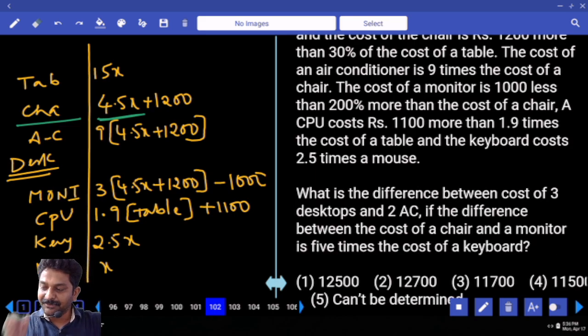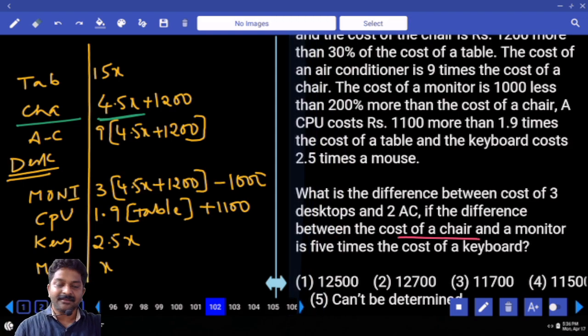What is the difference between the cost of 3 desktops and 2 ACs, if the difference between the cost of the chair and monitor is 5 times the cost of the keyboard? Cost of the chair: how much is the chair cost?